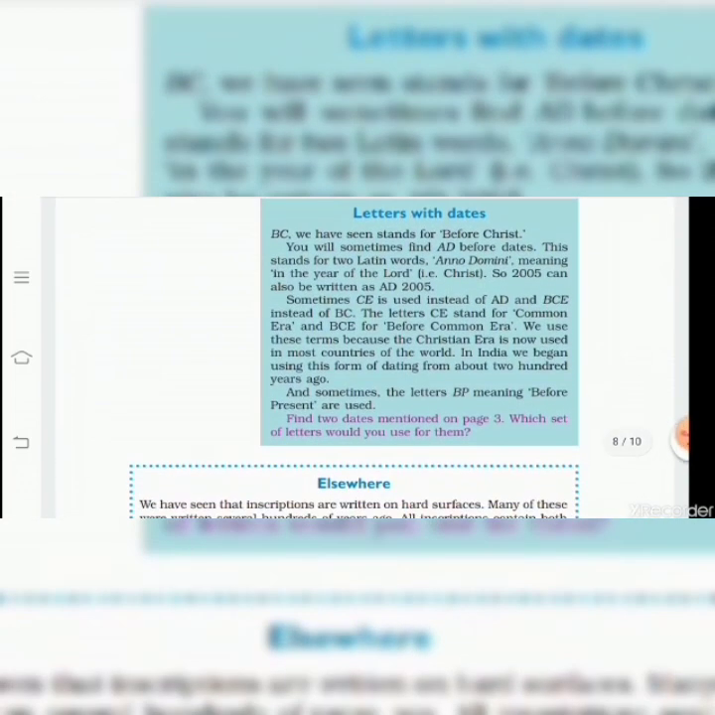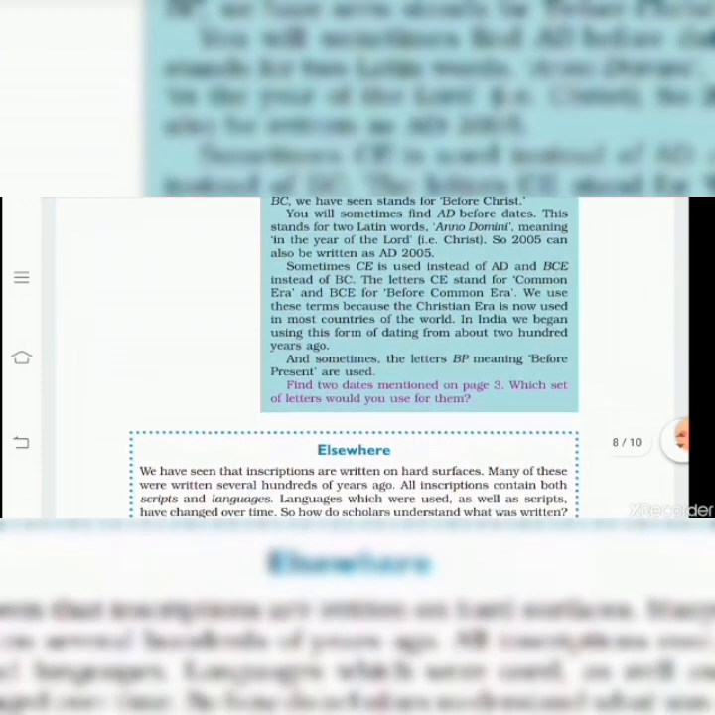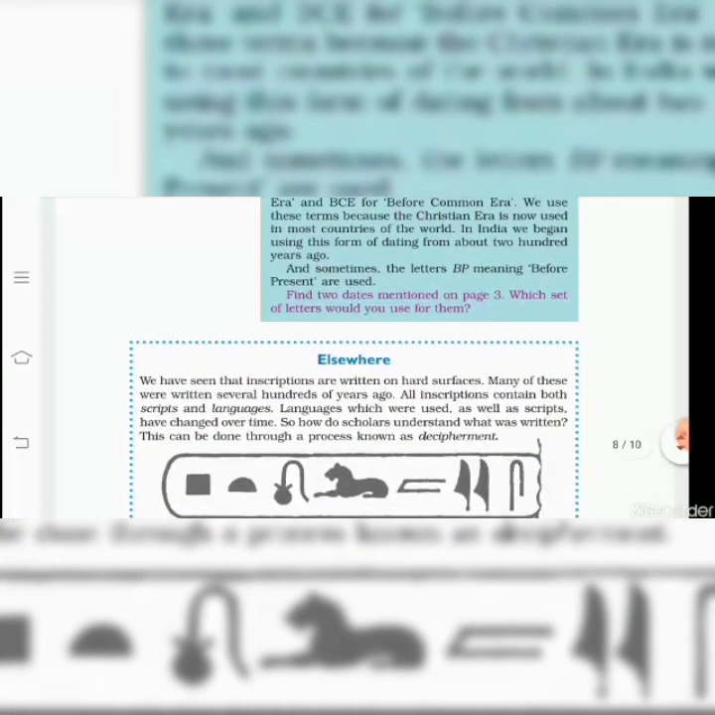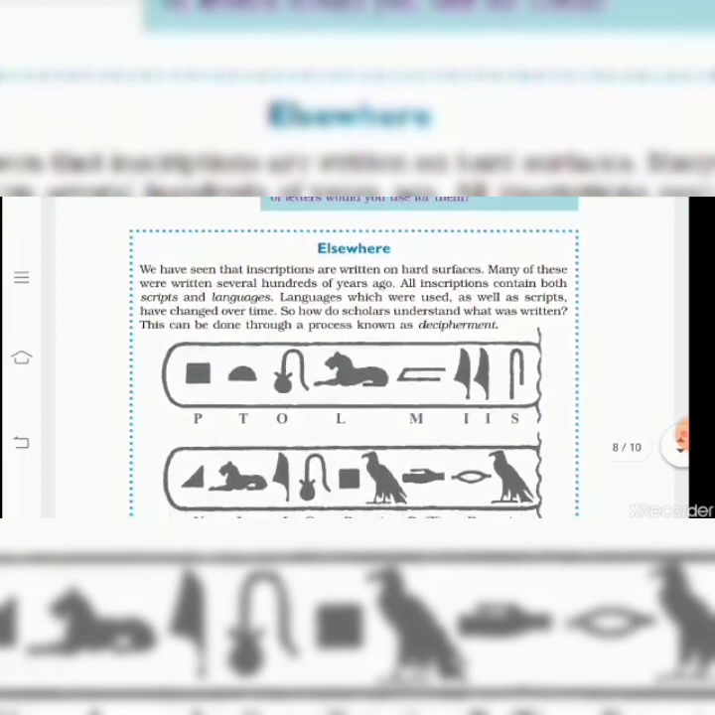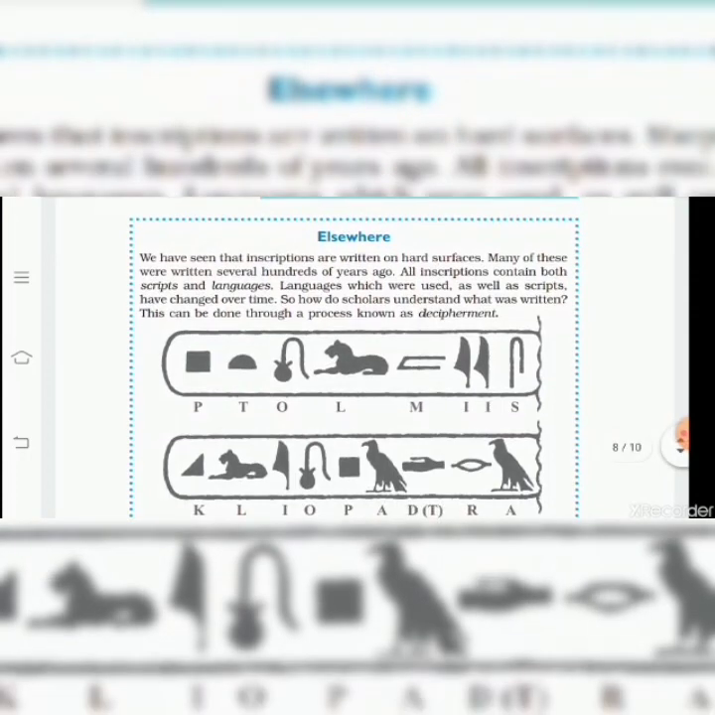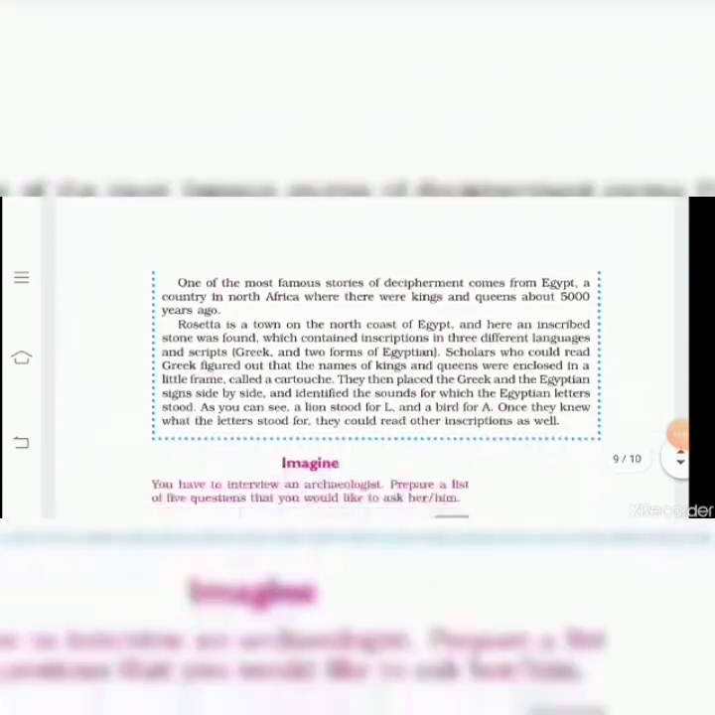Sometimes CE is used instead of AD and BCE instead of BC. The letter C stands for Common Era and BCE stands for Before Common Era. Era means time. Now coming to the elsewhere box. Here is a term, decipherment. Decipherment is the process of converting code to normal language. Decipherers, or the scholars, convert these codes into normal language.